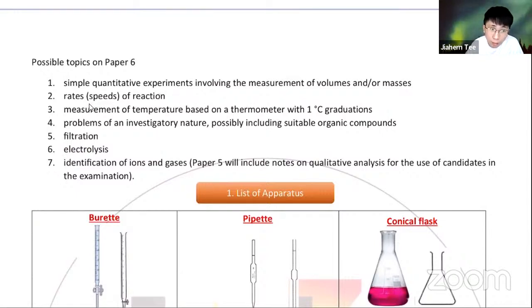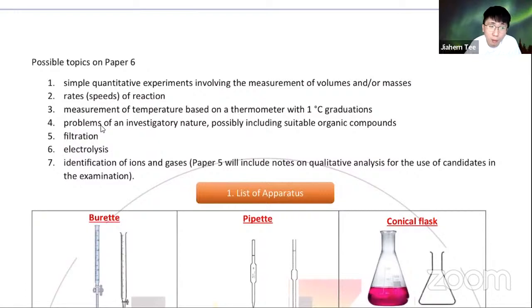Number two, we have rate of reaction, which is also quite common. As long as they give you, probably in a 5 minute interval, readings every 30 seconds, collecting the data for the volume of carbon dioxide gas produced, then you can calculate your rate of reaction. Number three, measurement of temperature using a thermometer with 1 degree Celsius graduation. This is also quite common because once they give you a thermometer, you have to tabulate data. So the first three are almost all about tabulation of data.